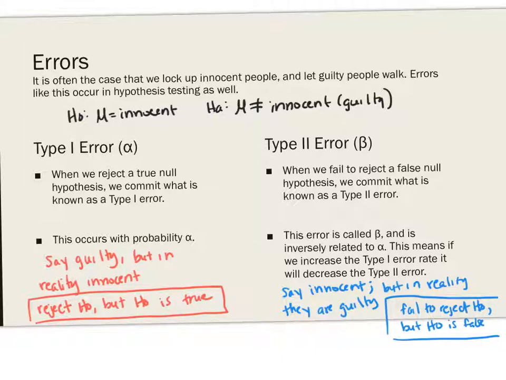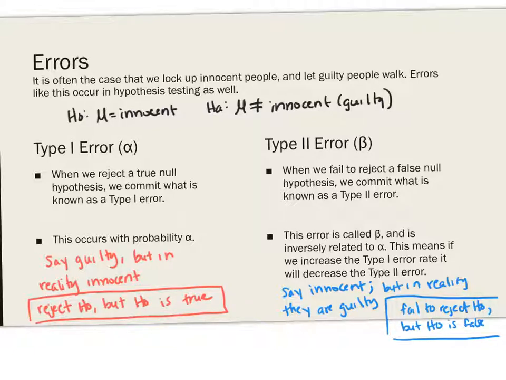Now, beta is a little bit harder to calculate, and we're not going to worry about it for this course. But the thing you need to know about beta is that it's inversely related to alpha. And what that means is as alpha increases, beta decreases. I want you to think in terms of the court case: as you increase the probability of locking up an innocent person, what does that mean? Well, in order to lock up a lot of innocent people, you naturally have to lock up a lot of people to begin with.